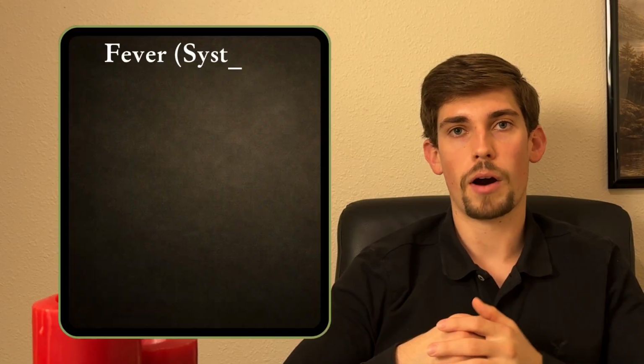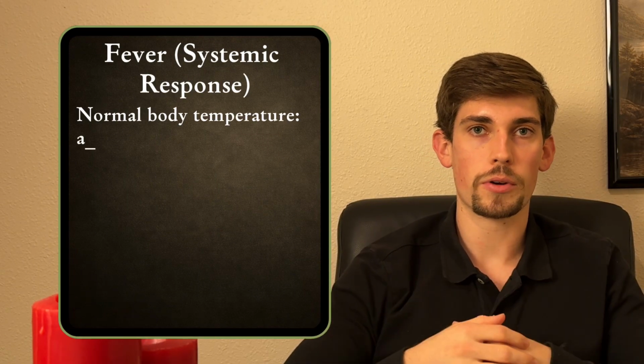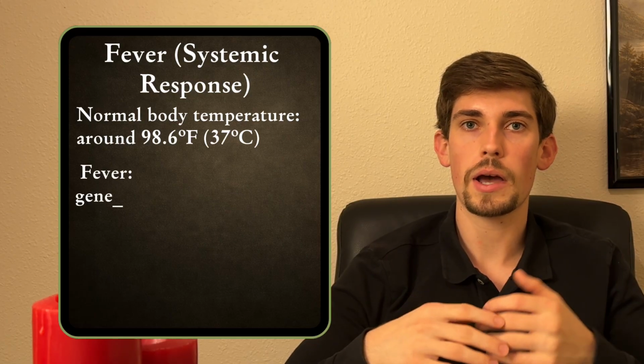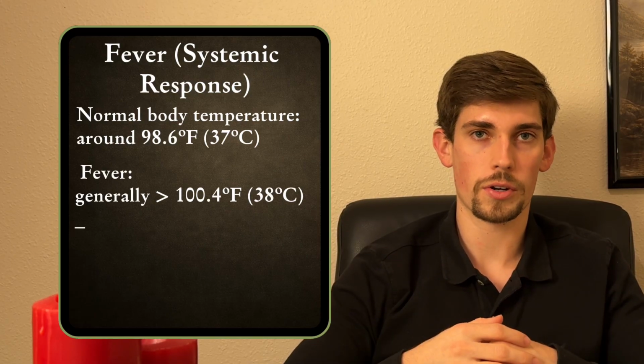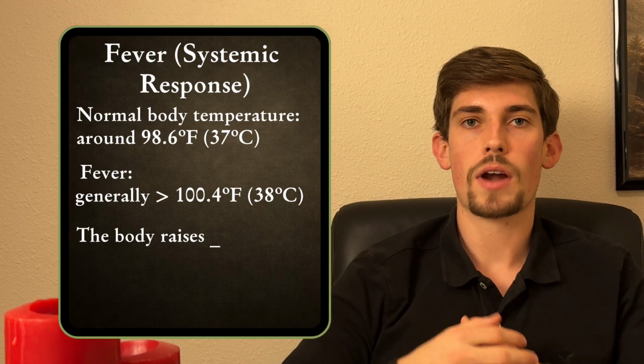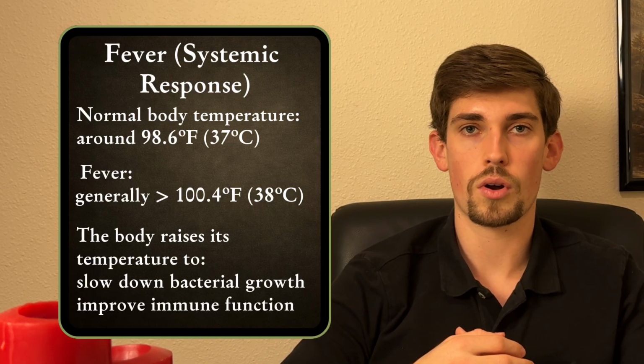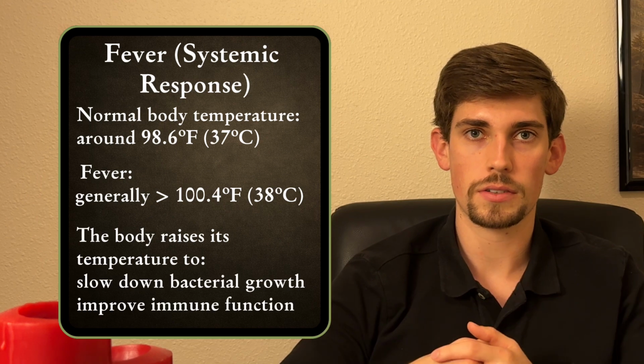One of the most common systemic responses is fever. Normally, your body temperature is around 98.6 degrees Fahrenheit. A fever is generally above 100.4 degrees Fahrenheit. Fever happens because the body raises its temperature to slow down bacterial growth and improve immune function.